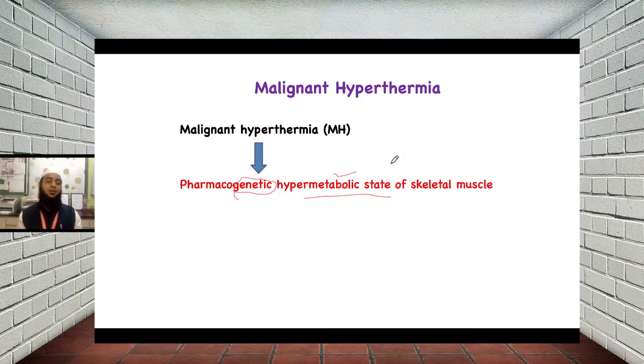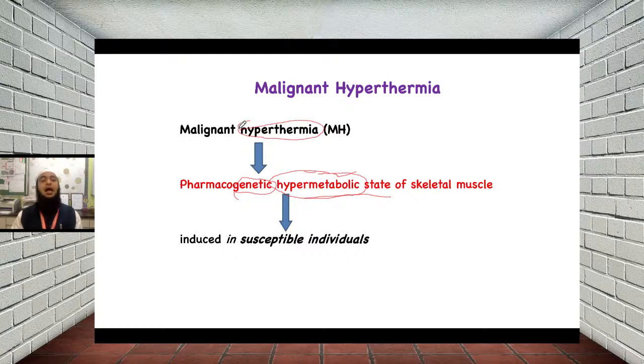Now the patient is not running. You have given an injection of general anesthetics or inhalation anesthetics, and the patient suddenly shows an increase in body temperature, because their metabolic state automatically becomes higher. It is called a hypermetabolic state. So without running or any activity, there is more metabolism in the skeletal muscle. That is the hypermetabolic state of the skeletal muscle, which contributes to hyperthermia, that is, an increase in body temperature.